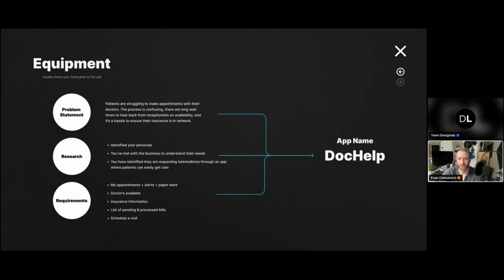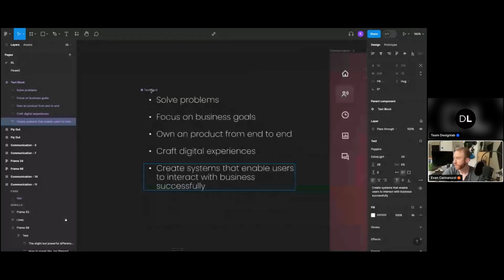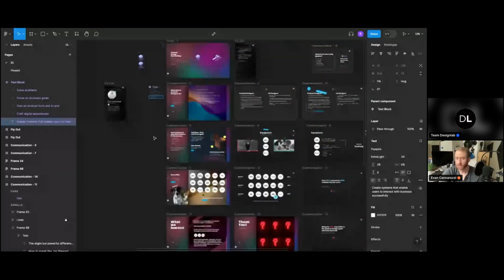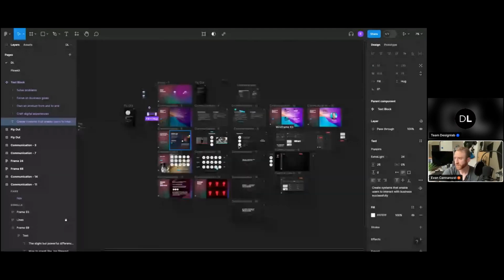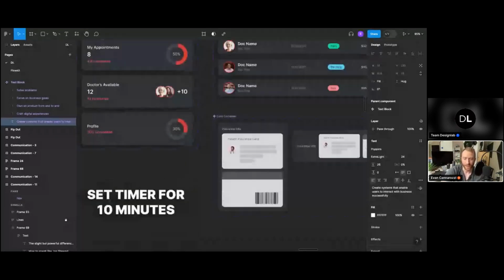So now what I want to do is I'm going to share a Figma file. I'm going to share it on the screen. I'm not going to share it in the chat, but what we're going to do is design a dashboard together. So let me share my screen again. Okay. Try to zoom in here so you guys can see it. And what I'm going to do is I'm going to time this because I want to see how far we get in 10 minutes.